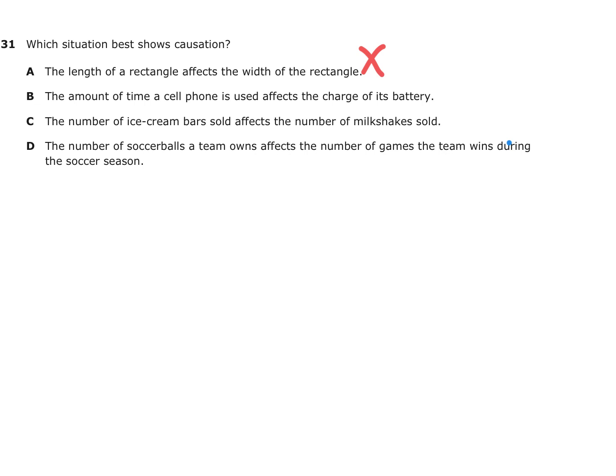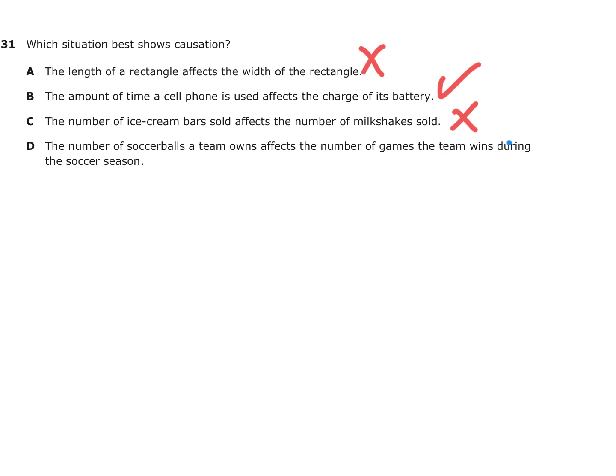The amount of time a cell phone is used affects the charge of the battery. I think if you have a cell phone or you heard of somebody, their battery is going down the more they use their cell phone. So this one makes a lot of sense, but let's look at the other answers here. Answer C, the number of ice cream bars sold affects the number of milkshakes sold. Those are independent of each other. They're not related. If they're selling ice cream bars, that doesn't determine the number of milkshakes. So that one doesn't make sense.